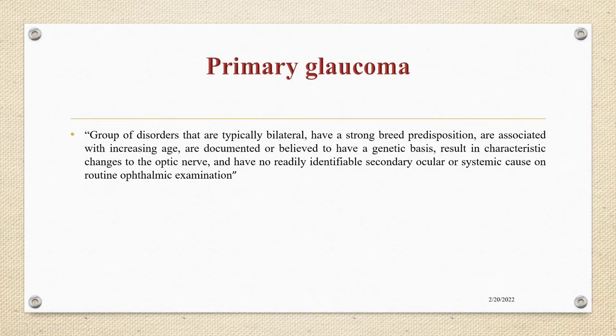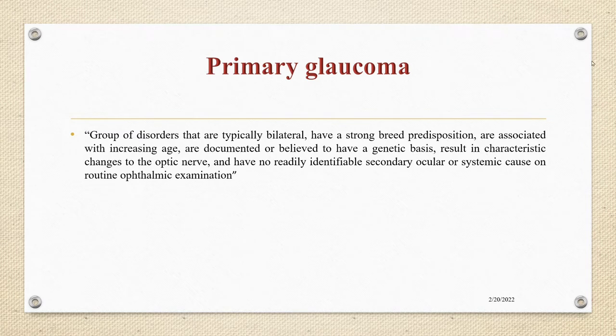So coming to primary glaucoma, as a standard definition, we can say that there is a group of disorders which are typically bilateral. One more thing we have to know about this glaucoma is, even though it is a bilateral disease, usually the presentation will be unilateral. First one eye will be affected, then after some time, the other eye will show the signs. So we will have some chance to spare one eye.